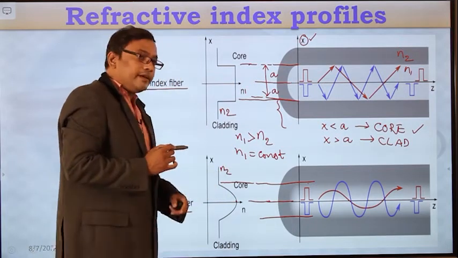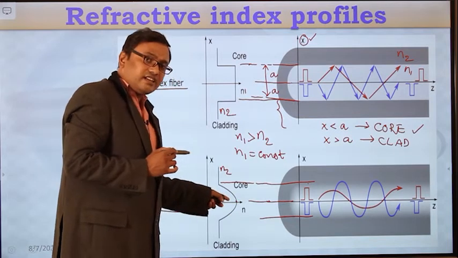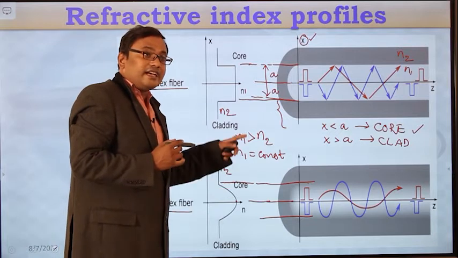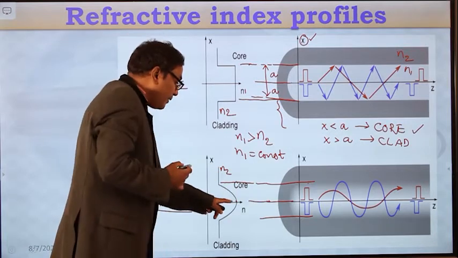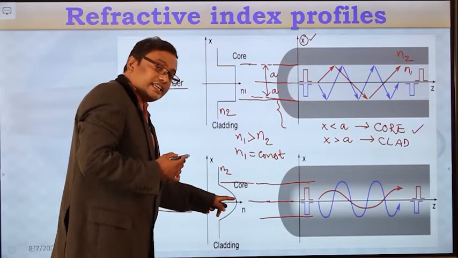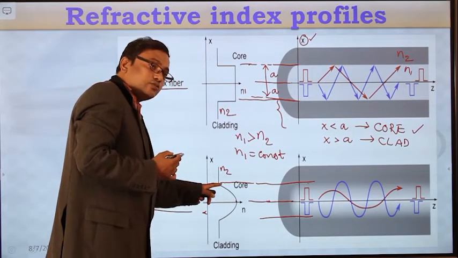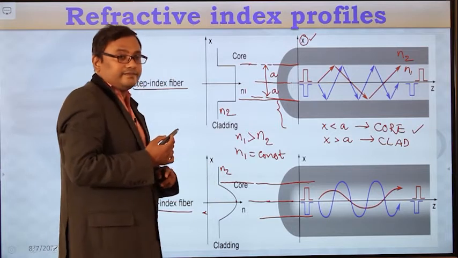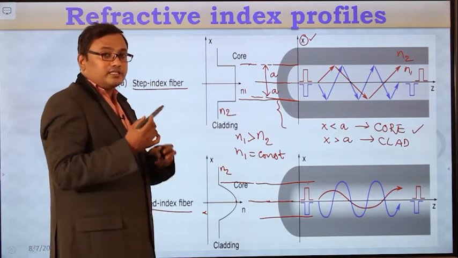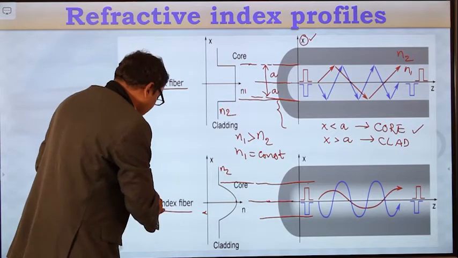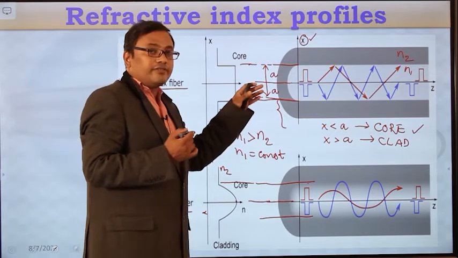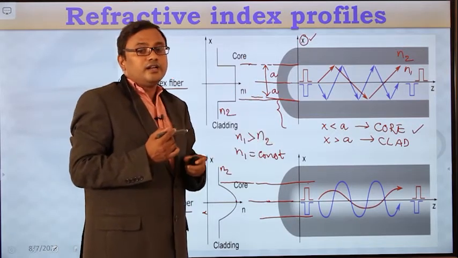So in the core medium, is the refractive index constant or is it varying? The refractive index is varying gradually. Its value is maximum at the core axis, and it is decreasing gradually while moving towards the cladding. And in cladding, the refractive index is n2. So because of this gradual change, this is called graded index fiber. So these are the two major types of optical fiber cables we are using in our optical communication.